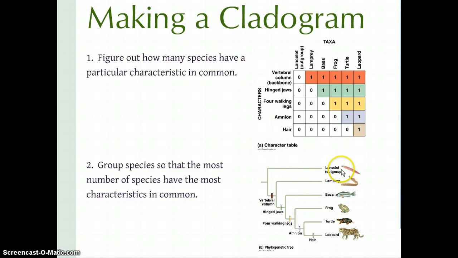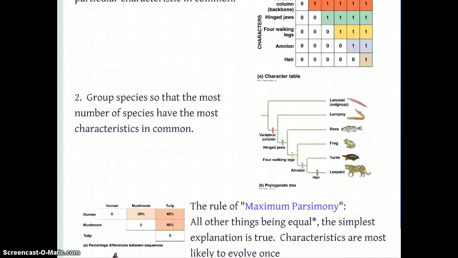So a lancelet has a notochord, although it doesn't have a vertebral column. So it is a chordate, but it doesn't have a vertebral column or any of these other features that these other organisms have. So it basically sets up our connection with an ancestor species. These different branch points identify common ancestors, and then you have these branches that occur and identify individual organisms.